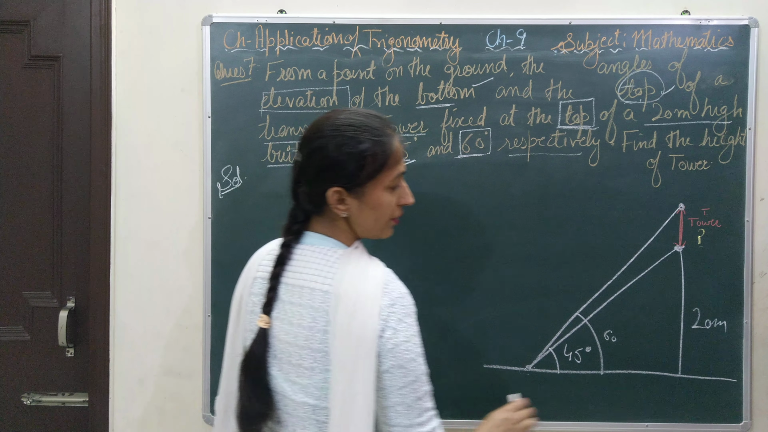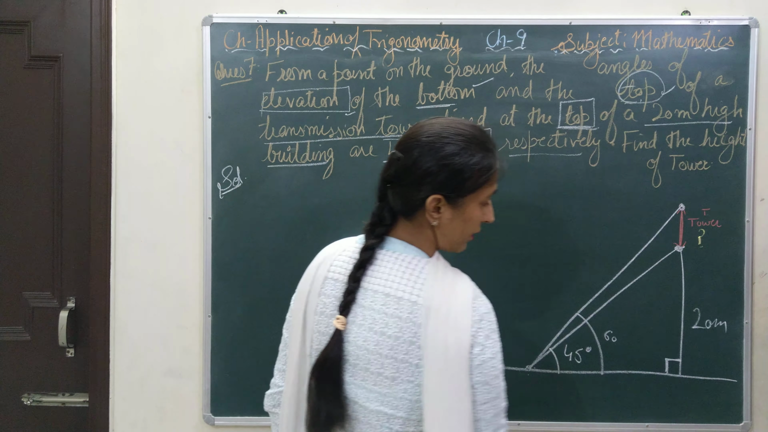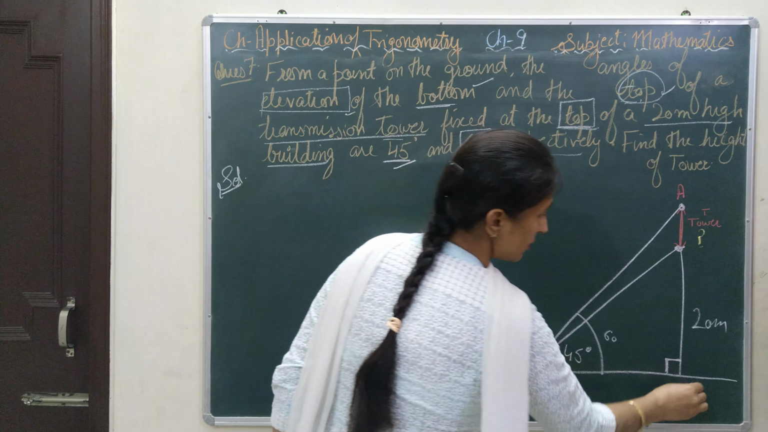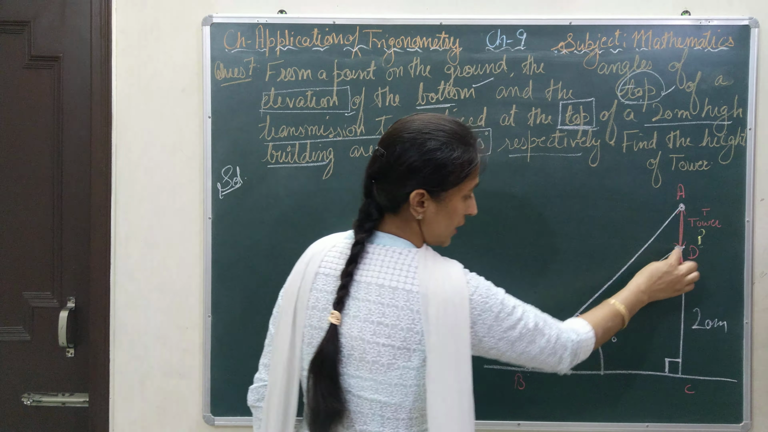So again two triangles are constructed here. As this is a 90 degree angle, two triangles are constructed here. One triangle is A, B, C, and the other triangle, name this point as D, is D, B, C. So we will be using the formulas in both the triangles to get the height of the tower.